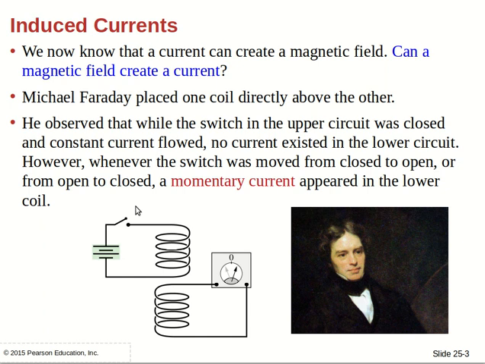And it's important to note that when the switch is closed or opened, the deflection is in one direction or the other. In other words, they deflect the needle in opposite directions. So the operation of closing the switch will induce current in one direction, and the operation of opening the switch will induce the equal and opposite current in that circuit.